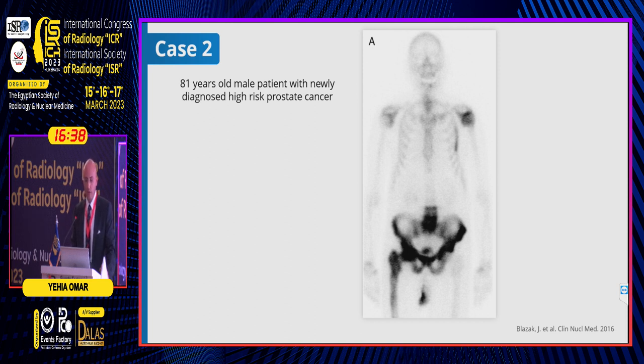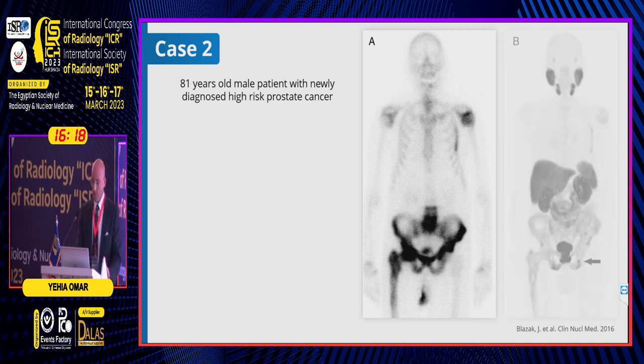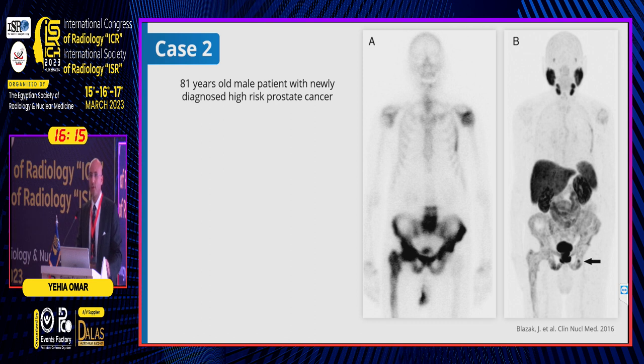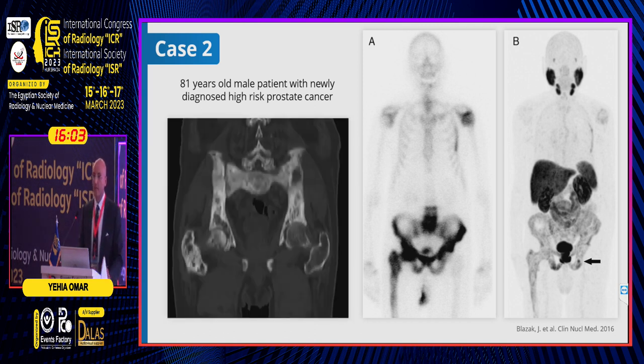So this is an 81 years old male patient with newly diagnosed high-risk prostate cancer. So this is the bone scan. Now we can see increased tracer uptake occupying most of the pelvis, the right femur, as well as left humeral head. So they thought that was metastasis or not, so they performed PSMA-PET CT for this patient. And here is the PSMA-PET. We can see increased uptake in the same regions as in the bone scan. So again, are these metastases or not? And this is the CT appearance of the pelvic bones. Again, our question, metastasis or not?